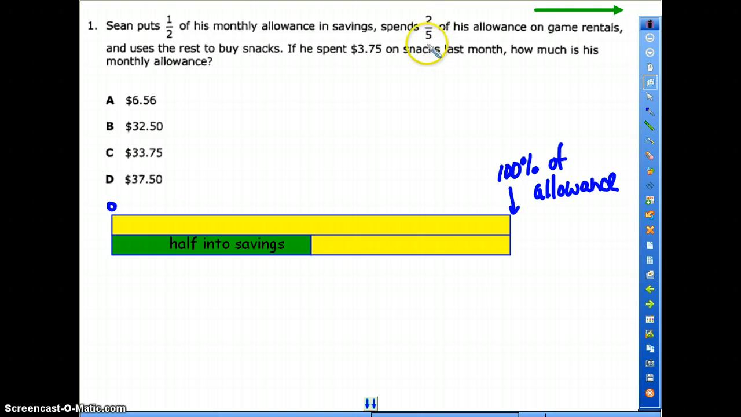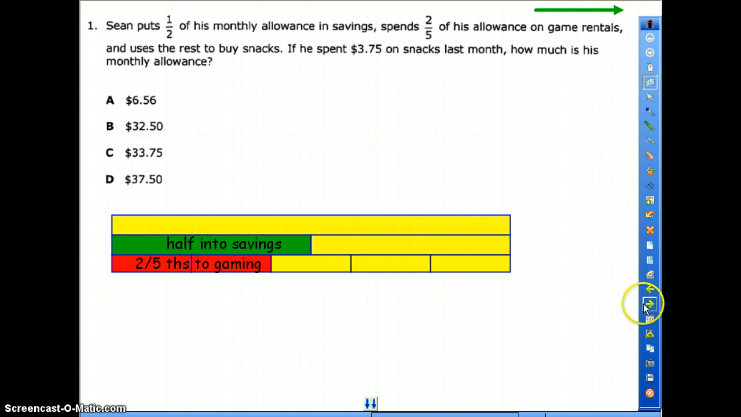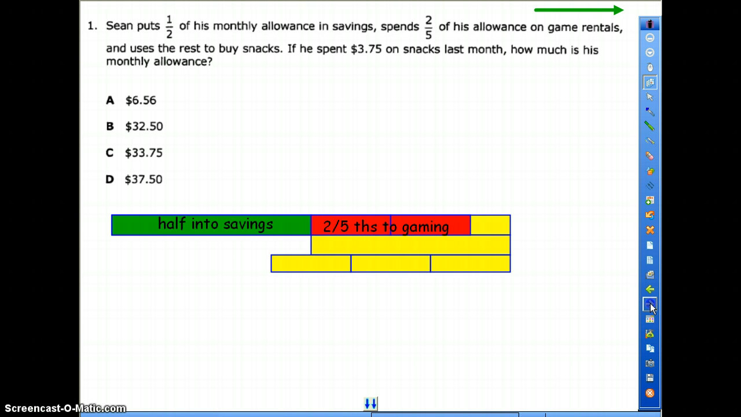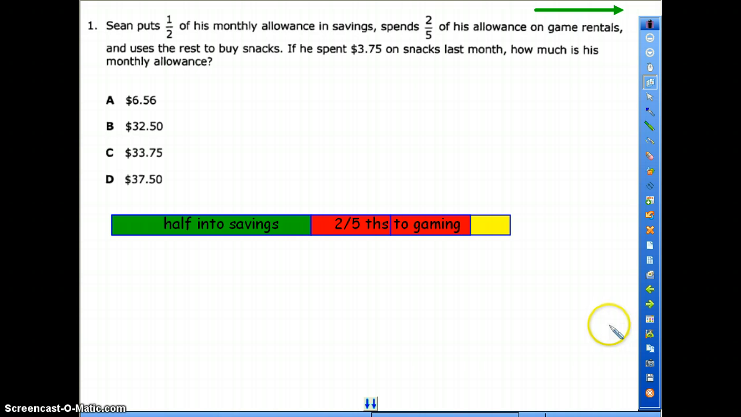Now it says he spends 2/5 of his allowance on game rentals, which would look like this. If I took the length of the entire bar, which represents his allowance, and broke it up into 5 equal pieces, then these 2 red pieces represent what went into gaming. So here's what I'm going to do. I'm going to move these around and get rid of those leftover pieces to show you what's already been spent. Half went into savings, 2/5 went into gaming. Guess what this little piece left over is? Yeah, the rest went to buy snacks.